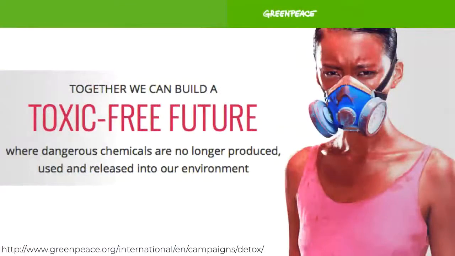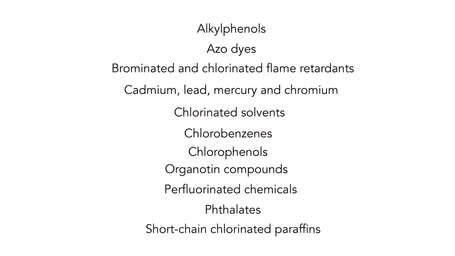Greenpeace has actually been doing quite a good job on this. In the Detox program, they have been listing all different types of chemicals. They started with a list of 5 or 6, and this list has been expanding and expanding. And for all of the chemicals they're looking at, they're looking for alternatives. So these are some of them.